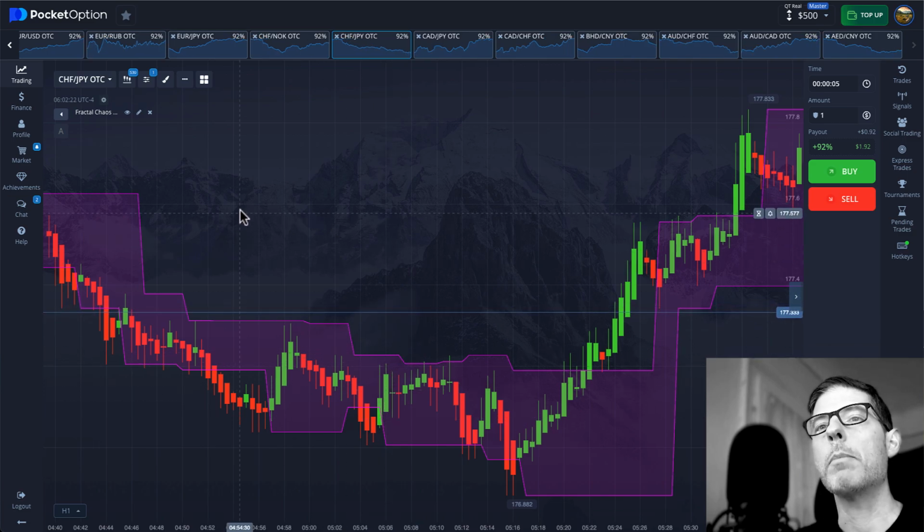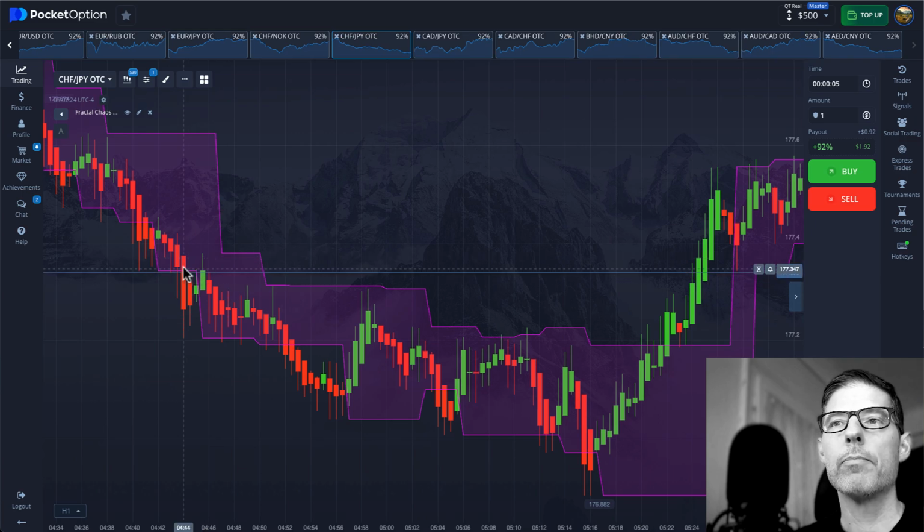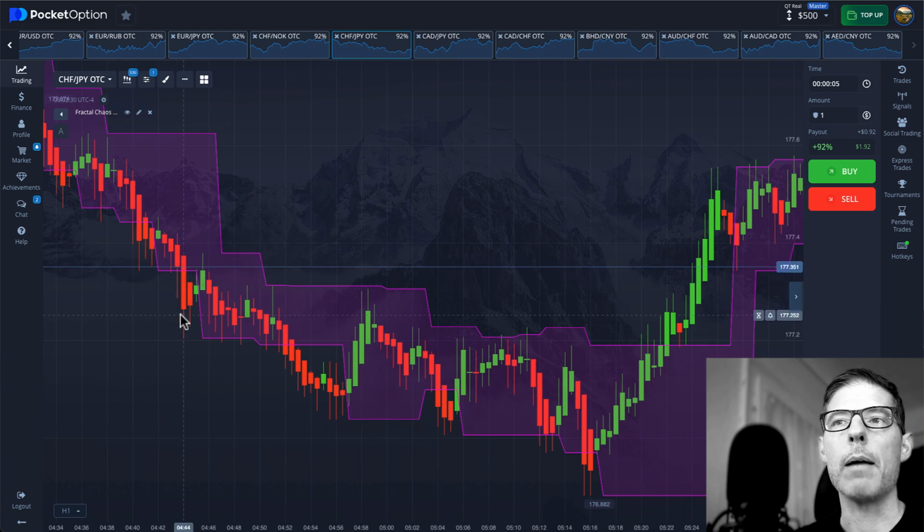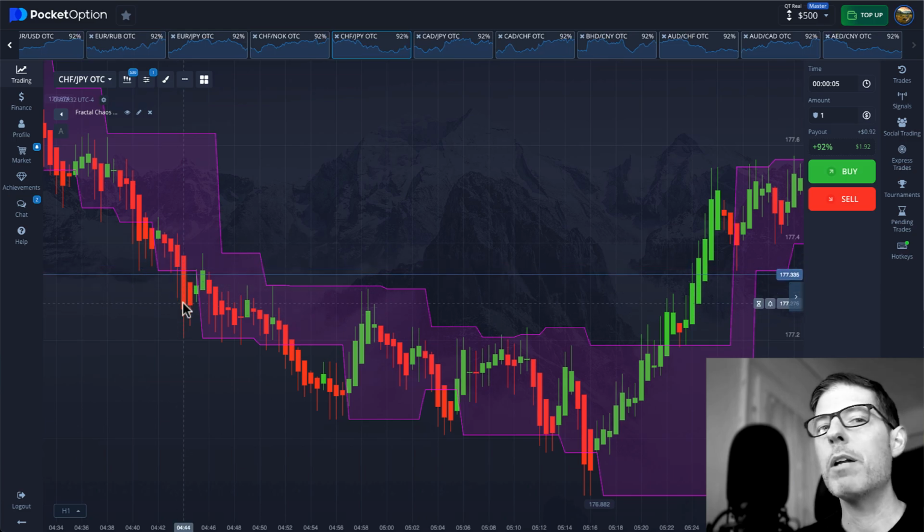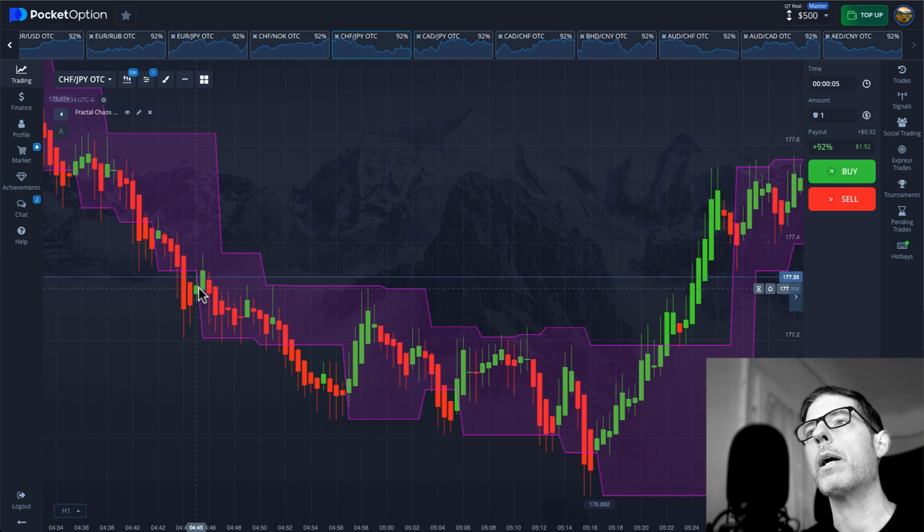So you're going to have to be careful here, guys. But look at this. It broke out of the bands right here, a lot of strong downward movement. Look at that. And you're only going to go in for 5 seconds, so this is going to be quick.